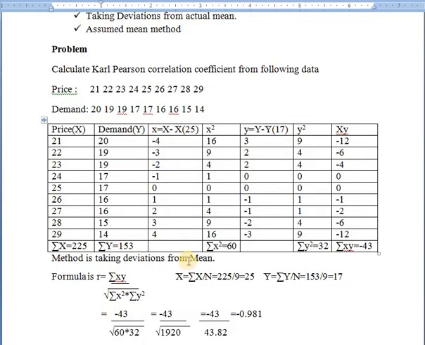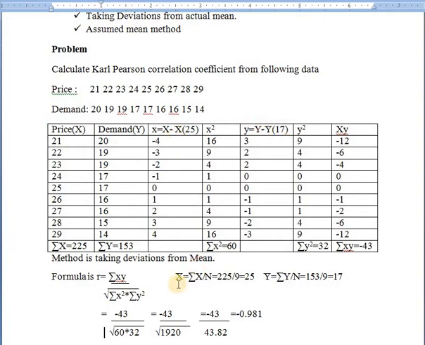Method is taking deviations from mean. The formula is small r, that is correlation coefficient, is equal to summation of xy, that is total of product of x and y, divided by square root of summation x square into summation y square. To get the value of small x and small y, we need to take deviations. The formula to calculate small x is x minus x bar and y is y minus y bar, that is at mean of x and mean of y.